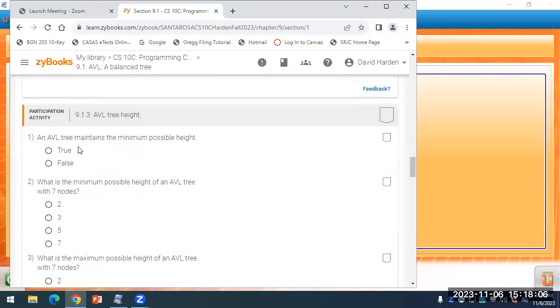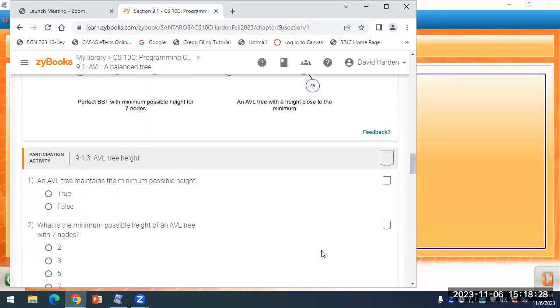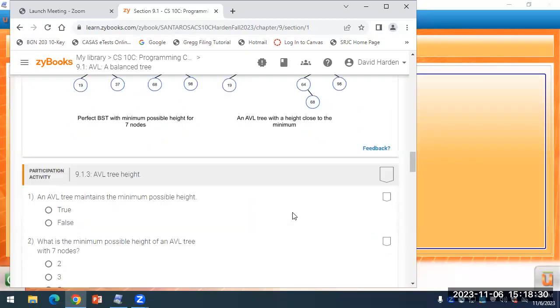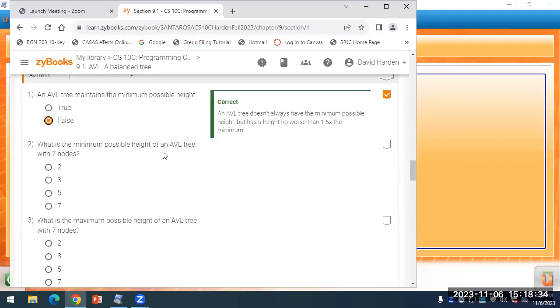An AVL tree maintains the minimum possible height. True or false? I want to say false. Yeah, this tree right here: the minimum possible height on this tree would be 2, but this tree has a height of 3. So false. What's the minimum possible height of an AVL tree with 7 nodes?